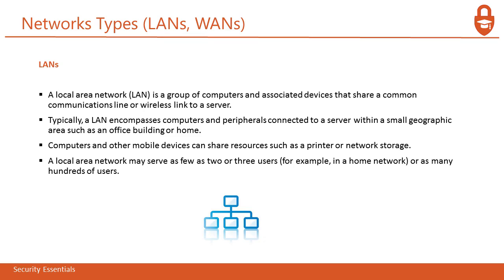Computers and other mobile devices can share resources such as a printer or network storage. They can share with each other because they are connected by the same network. A local area network may serve as few as 2 or 3 users in a home or office, or as many as hundreds or thousands of users. So a LAN is a group of computers or peripheral devices that are sharing a common communication line. That's the important aspect of a LAN.